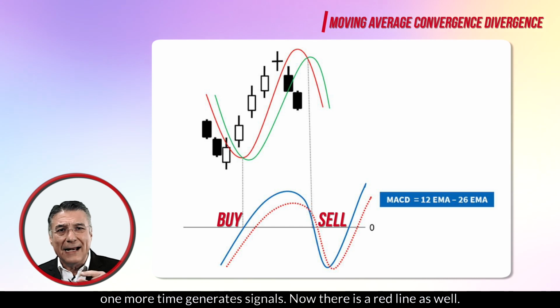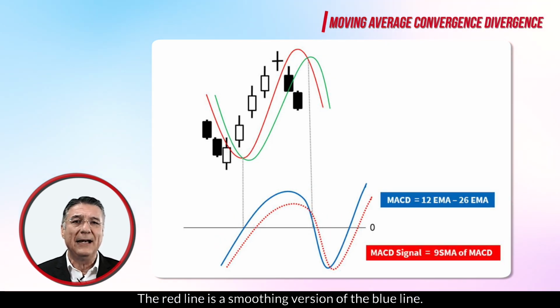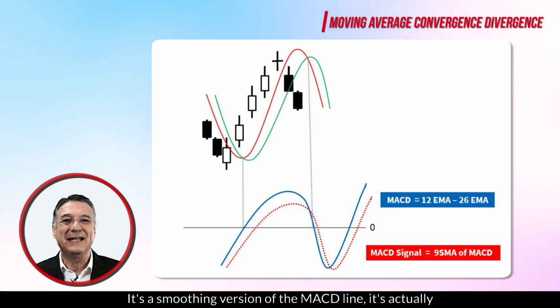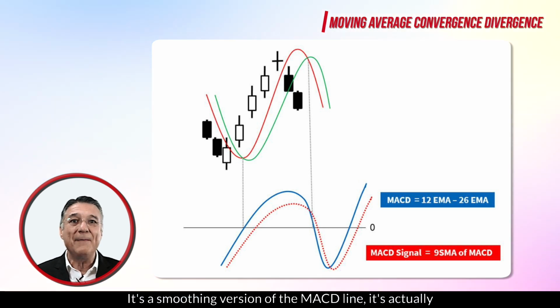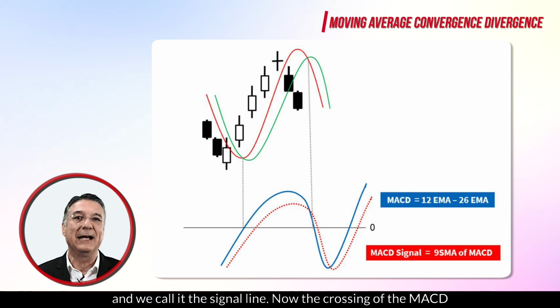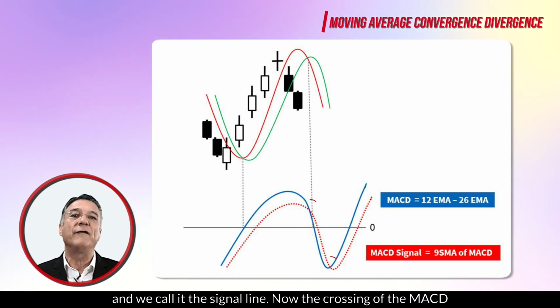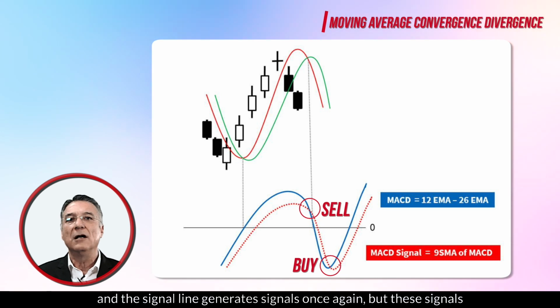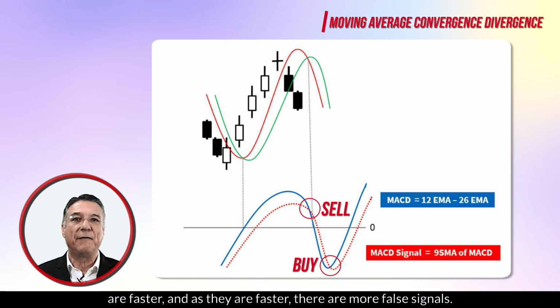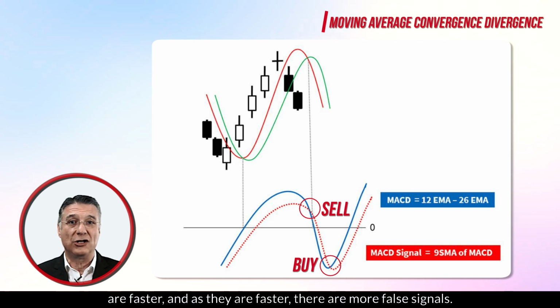Now, there is a red line as well. The red line is a smoothing version of the blue line. It's a smoothing version of the MACD line. It is actually a 9-period simple moving average of the MACD itself, and we call it the signal line. Now, the crossing of the MACD and the signal line generates signals once again, but these signals are faster, and as they are faster, there are more false signals.